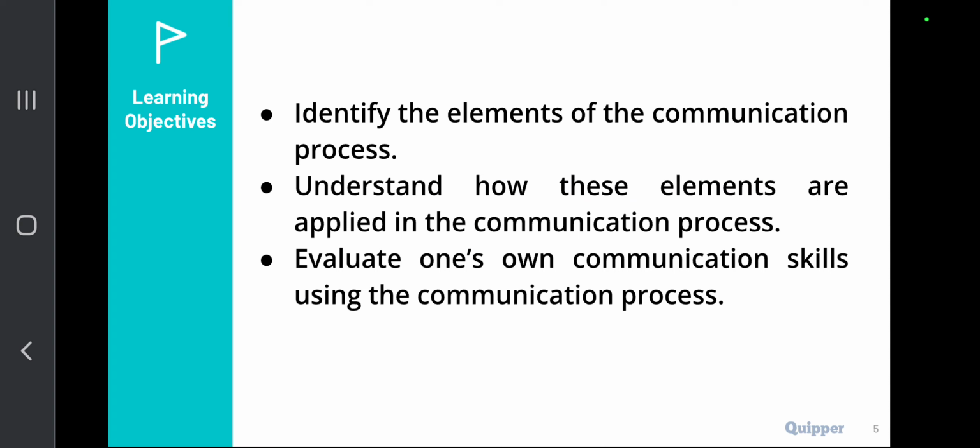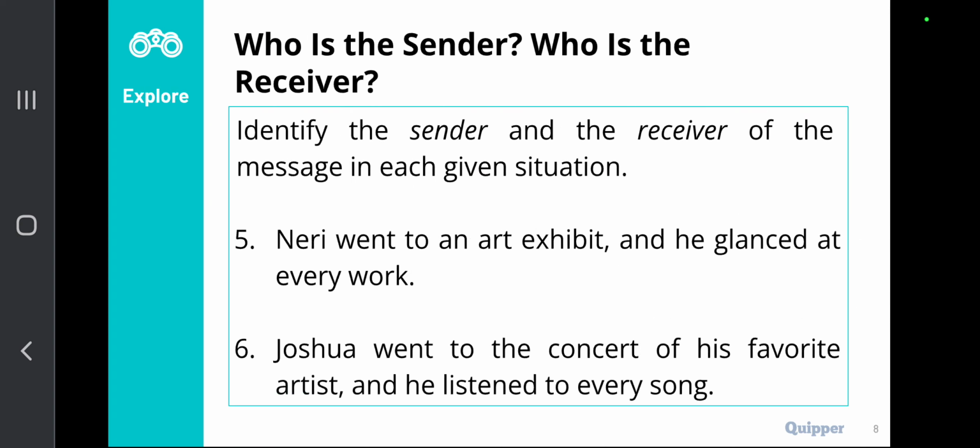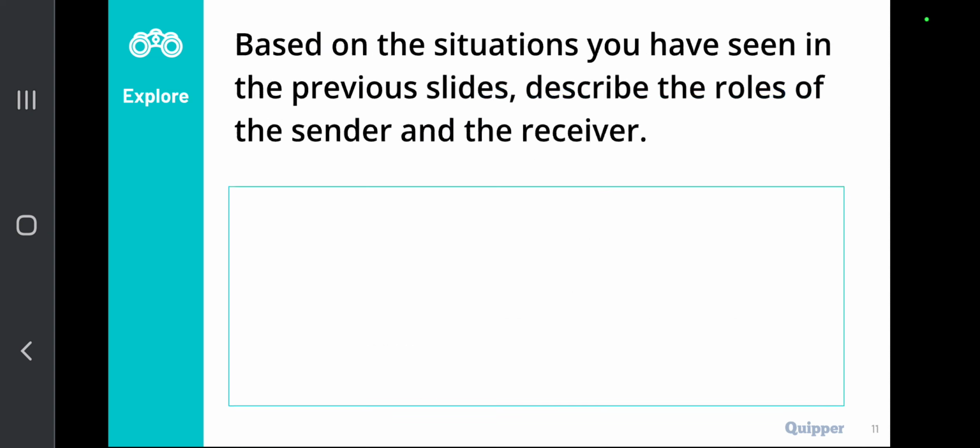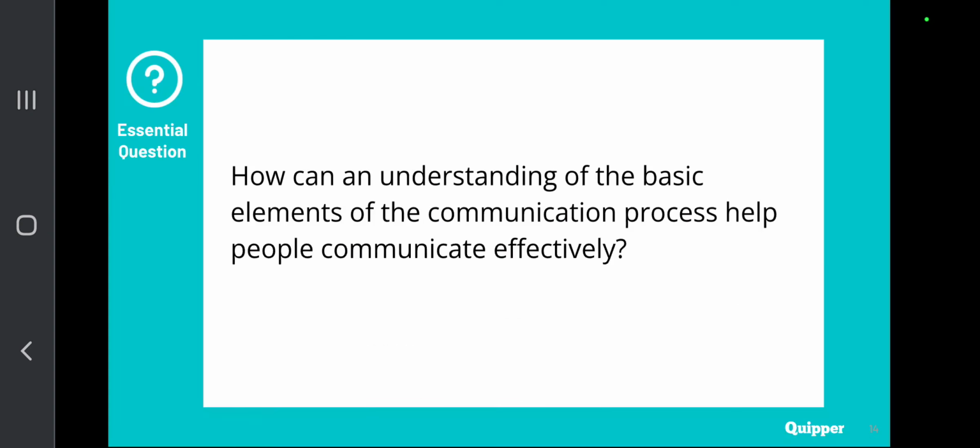Now, with that being said, let's try to unlock the different concepts behind this lesson by distinguishing the possible answer to a very essential question as we start our lesson. How can an understanding of the basic elements of the communication process help people communicate effectively? There's also another question that stems from this. What is effective communication, right?